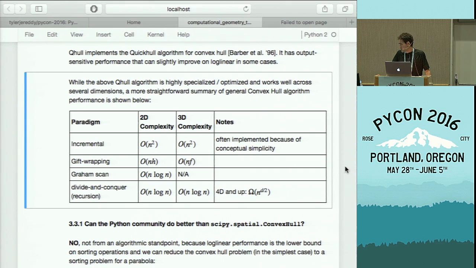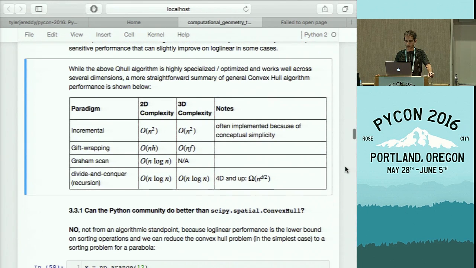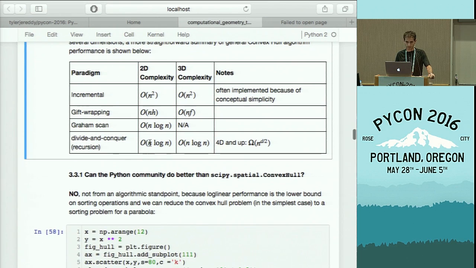Just as a summary, because people have been researching convex hull algorithms for quite a long time, I made this short table which summarizes just a subset of the different convex hull algorithms. There's this incremental algorithm, which has a quadratic time complexity, so it's slower than what we have available in SciPy. But it's still often implemented just because of conceptual simplicity. There's also this gift wrapping algorithm.